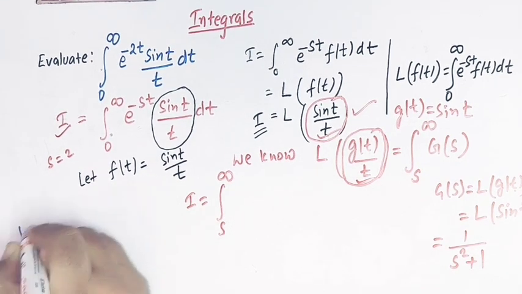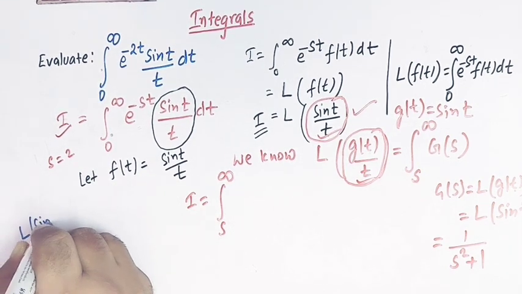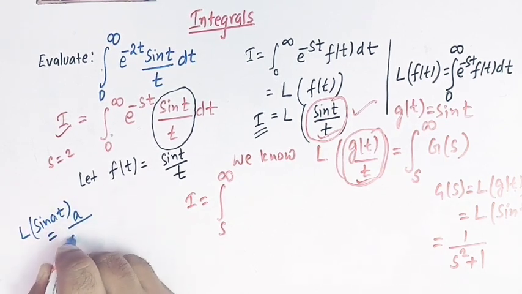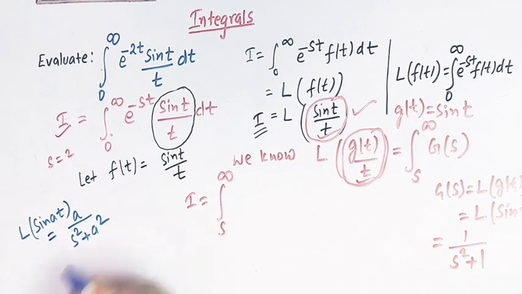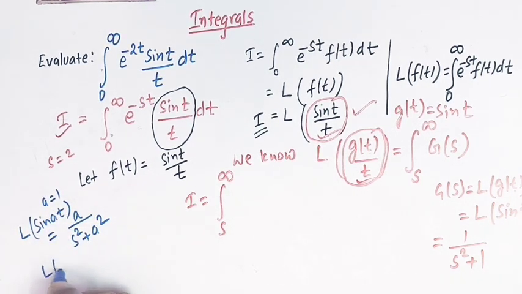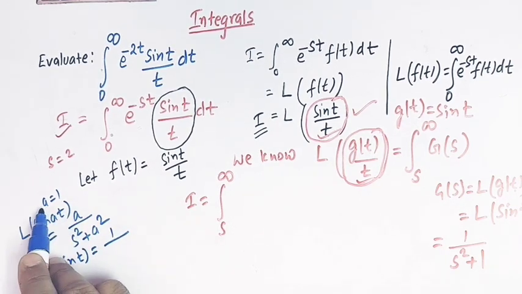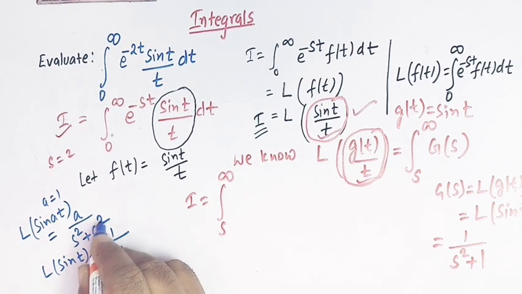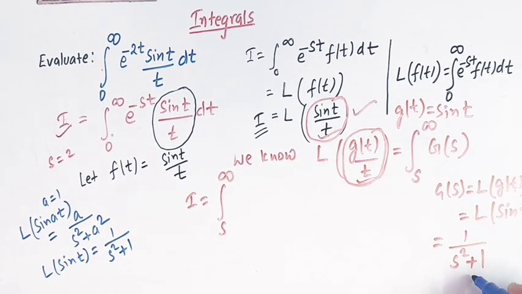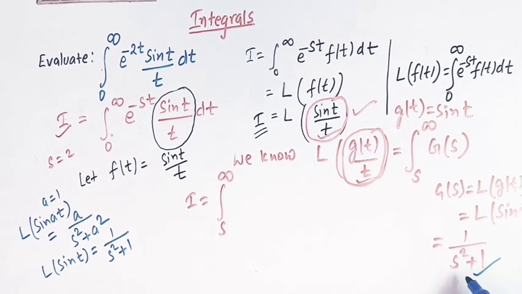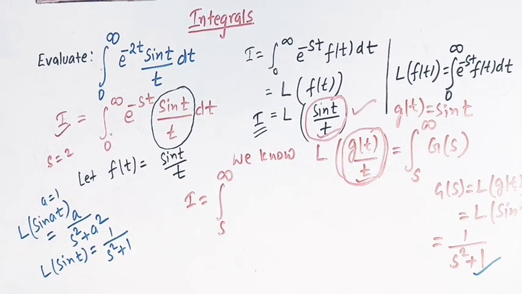We know that the Laplace transform of sin(at) is a divided by s square plus a square, right? So if we take a equal to 1, then the Laplace transform of sin t is 1 over s square plus 1 square, that is 1. So here is the result: the Laplace transform of sin t is 1 over s square plus 1.